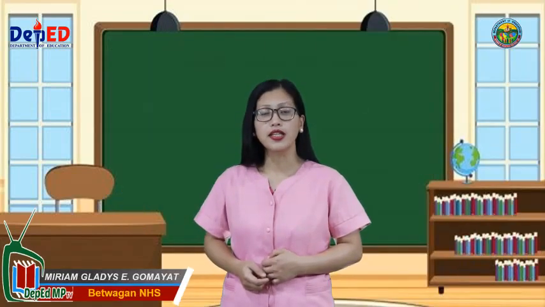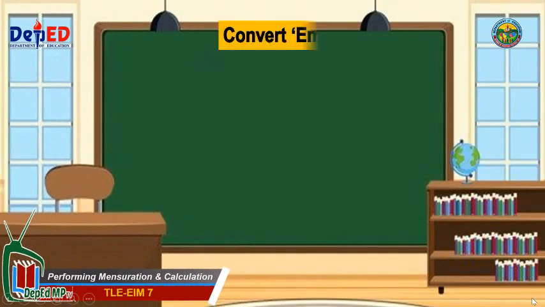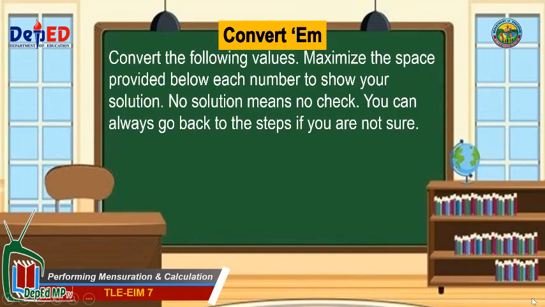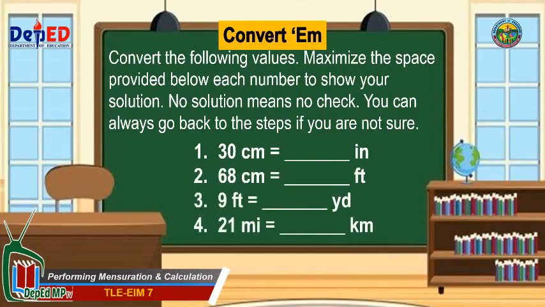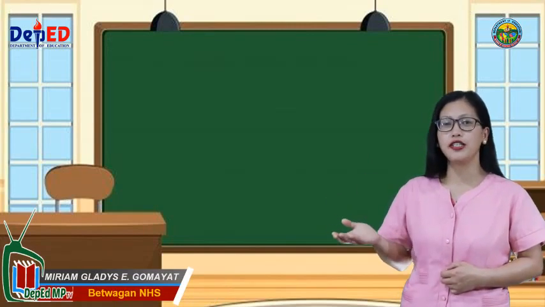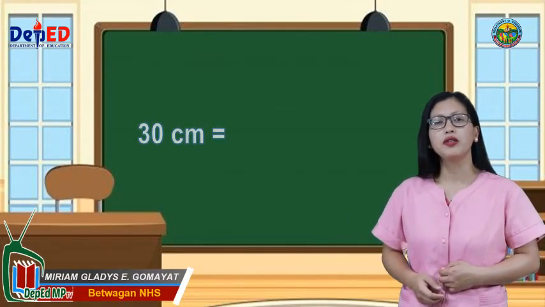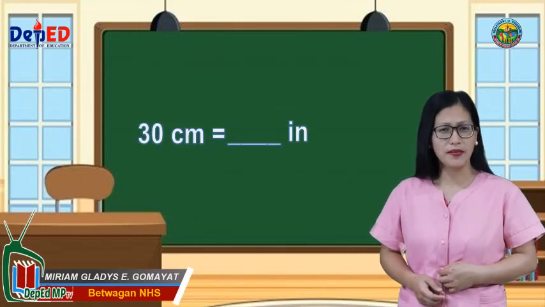The second part is a little bit challenging. We have 4 items for you to convert. I'll walk you through the first item, then you'll be on your own in numbers 2 to 4. Shall we start? The given there is 30 centimeters, which we will be converting to inches. What is our first step again?